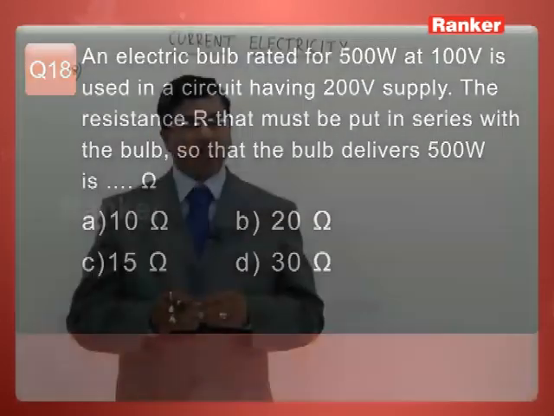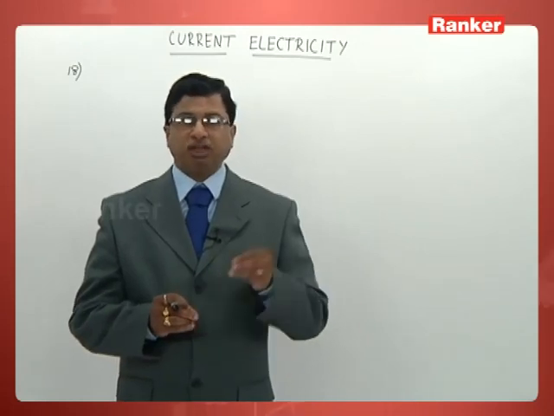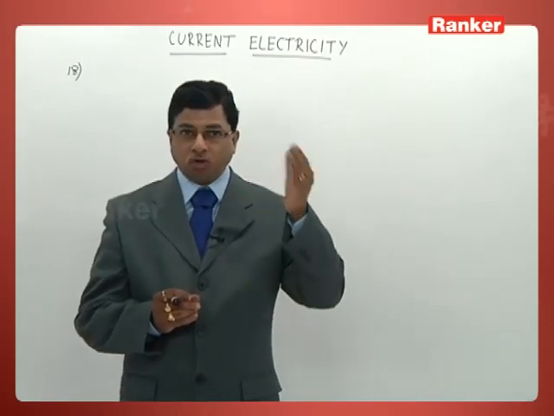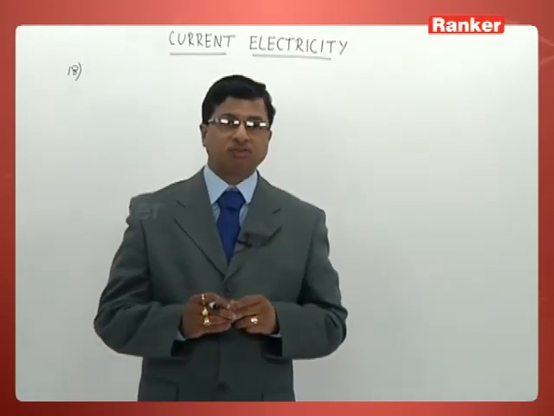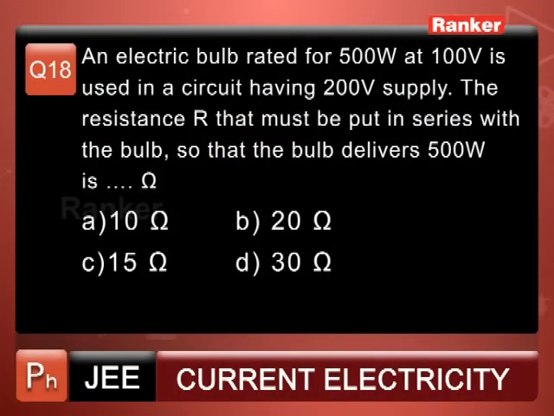You all must be knowing well, at JEE level, there used to be fill in the blank type of questions also earlier. Now based on those models, we have picked up this particular question. I repeat once again, an electric bulb rated for 500 watt, at 100 volt, is used in a circuit having 200 volt supply. The resistance R that must be put in series with the bulb so that the bulb delivers 500 watt is how many ohms?